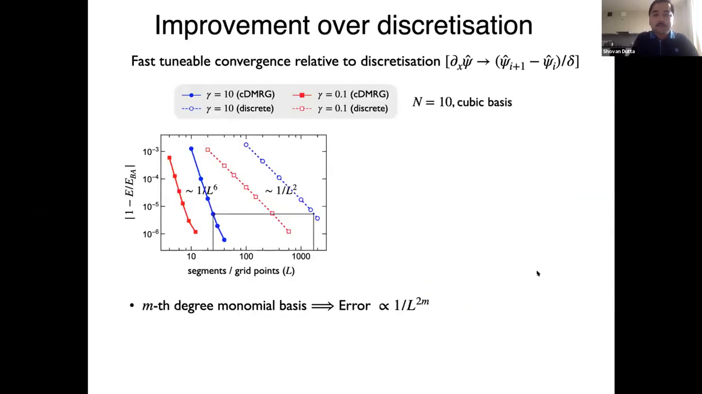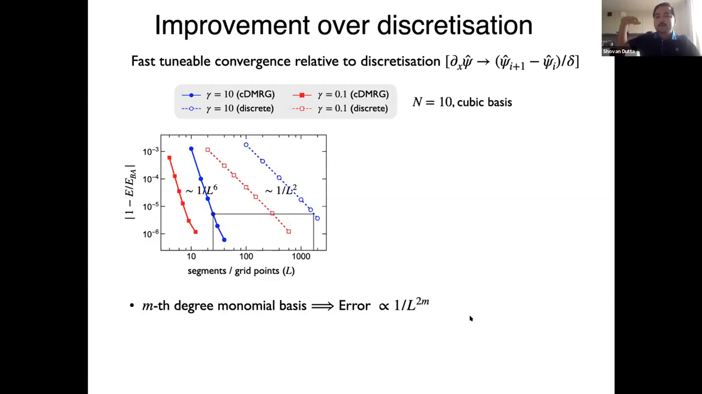Okay, this is a comparison with discretization on a grid. You see the error for discretization goes down as 1 over L squared, where L is the number of grid points, whereas in our case, it goes down as 1 over L to the 6. And this power law actually depends on the basis. Here I've retained all cubic monomials in my basis function, so cubic variations are captured. That's why it's 1 over L to the 6. If I have mth degree monomials, then the error will go down like this.